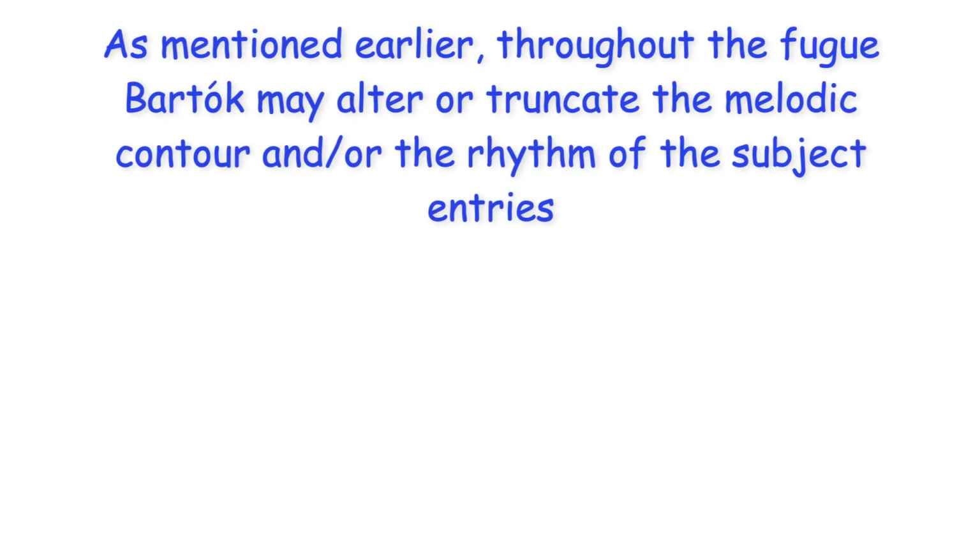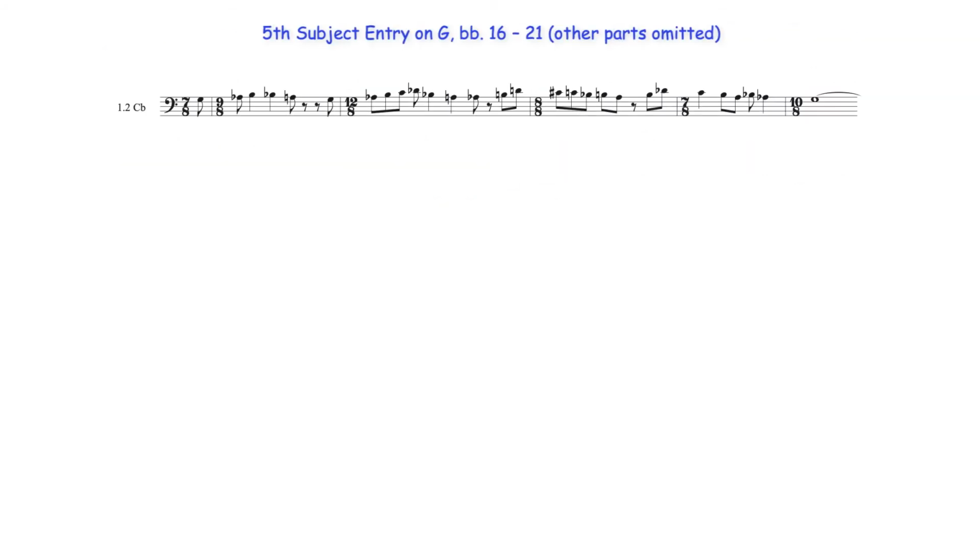As mentioned earlier, throughout the fugue, Bartok may alter or truncate the melodic contour and or the rhythm of the subject entries. For the fugue's fifth subject entry, for example, Bartok adds an extra eighth note rest between the subject's first and second phrases.